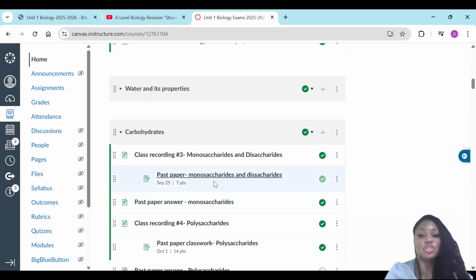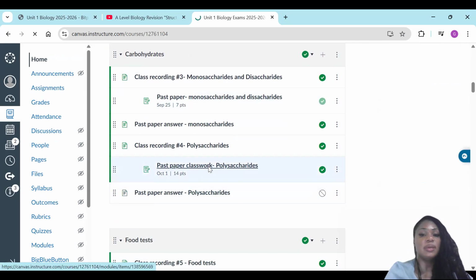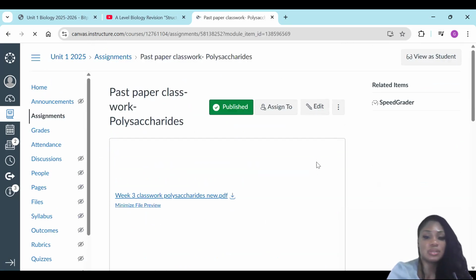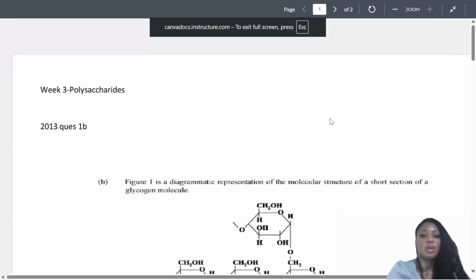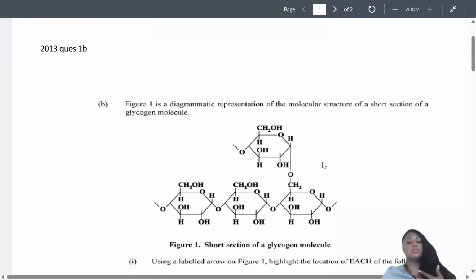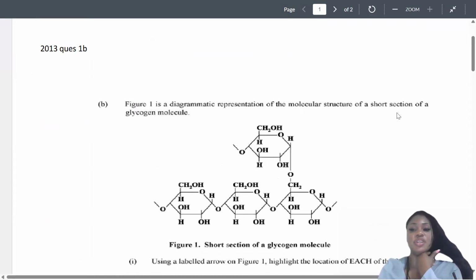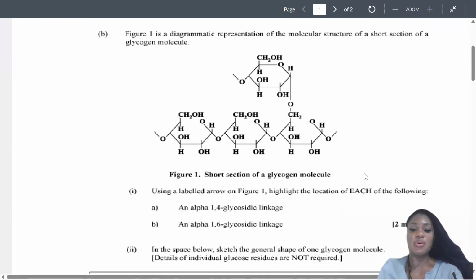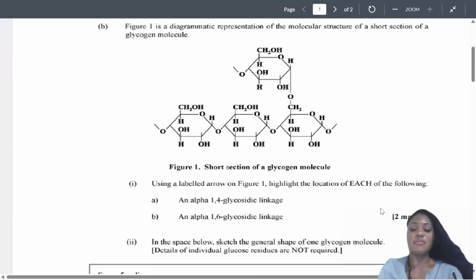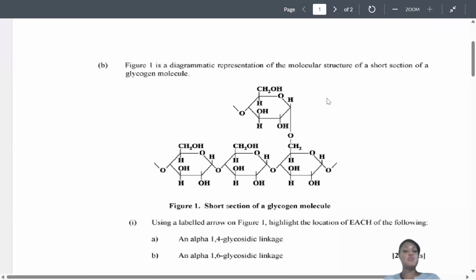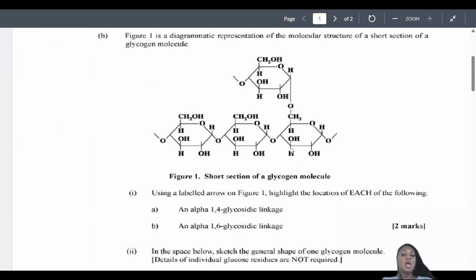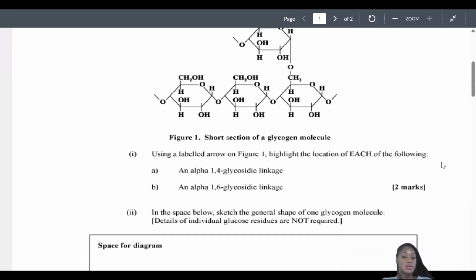However, the classwork, which is due by tomorrow, would be these past papers, based on what we covered today on polysaccharides. We have this question from 2013, question 1B. It's a diagrammatic representation of the molecular structure of a short section of the glycogen molecule. Use a labeled arrow to highlight the location of each of the following. You're going to tell where on this diagram you can find the alpha 1,4 linkage and where you can find the alpha 1,6, right?